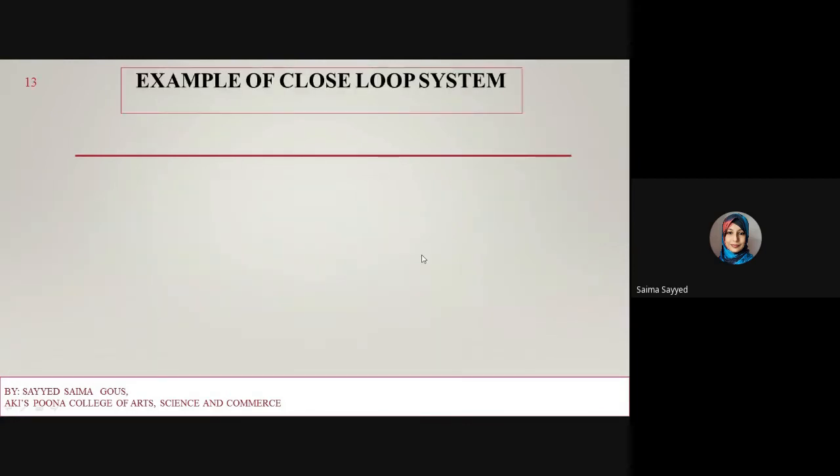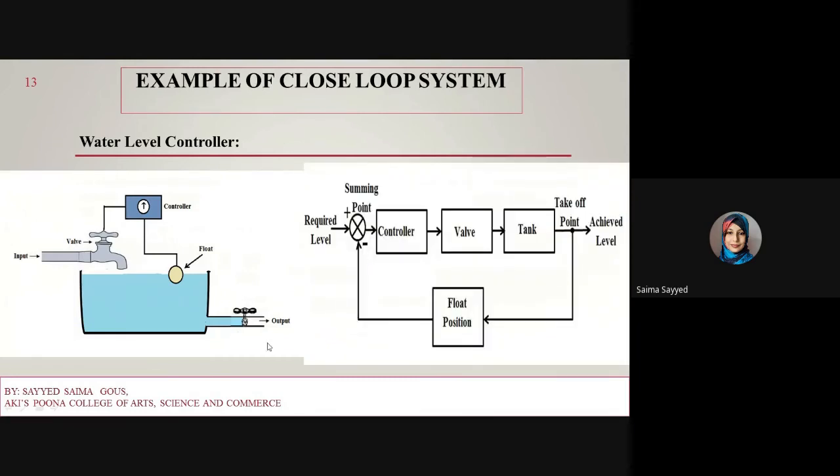Next example, water level controller. This is my block diagram of the water level controller. The required level is my input, then there is a valve, and this valve is controlled by the controller. Then there is one water tank, and there is a float position. This is my output, the actual or achieved level.